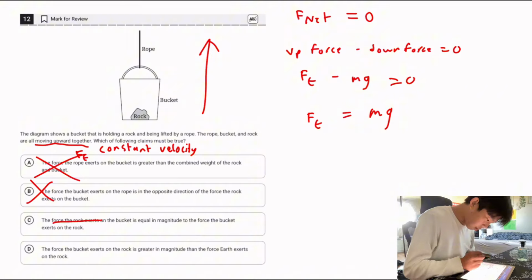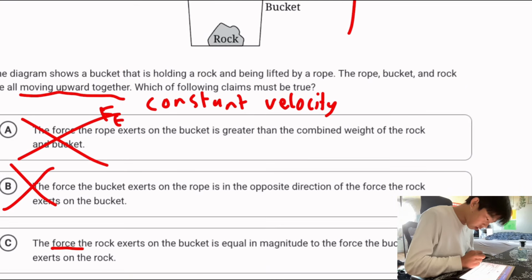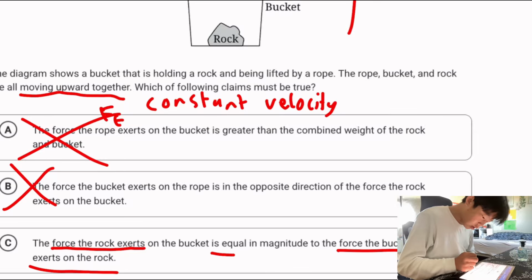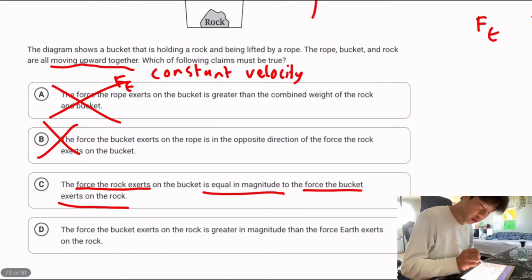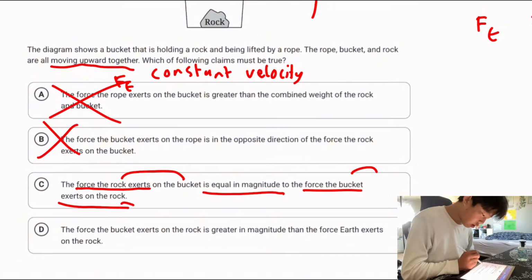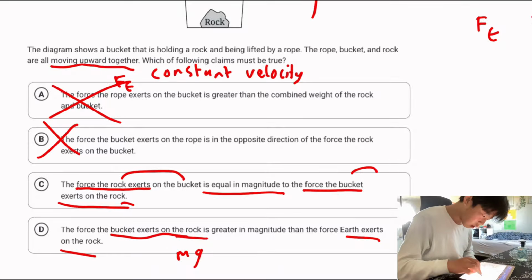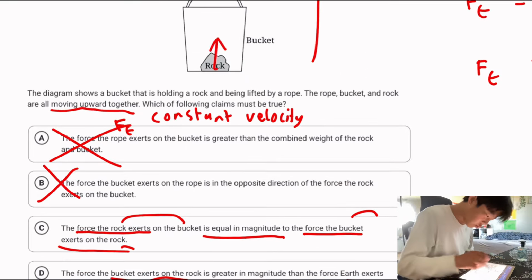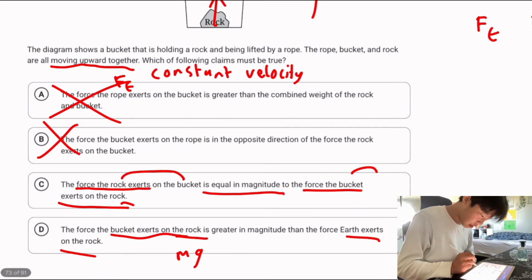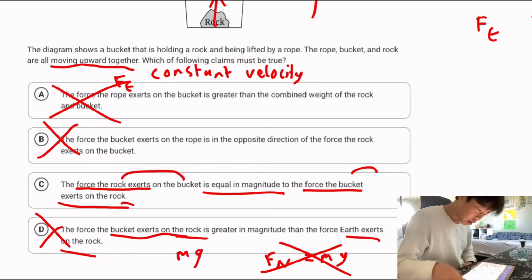So this is a Newton's third law pair, and equal in magnitude just solidifies that yes, they are equal, because that's the Newton's third law pair. Literally, rock on bucket, bucket on rock, they have to be the same. And why is D wrong? The force the bucket exerts on the rock is greater in magnitude than the force the earth exerts on the rock. So the force the earth exerts on the rock is just mg, and then the force the bucket exerts on the rock is just the normal force, and the normal force has to be equal to mg. So that can't be right. So there, boom, there you have it.